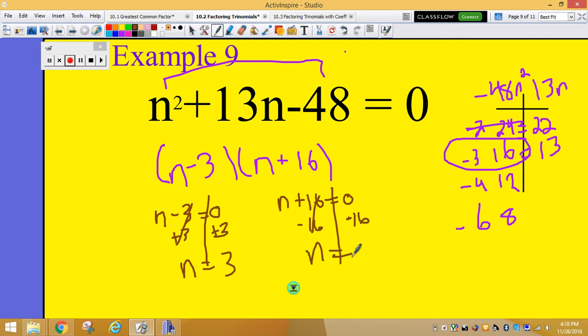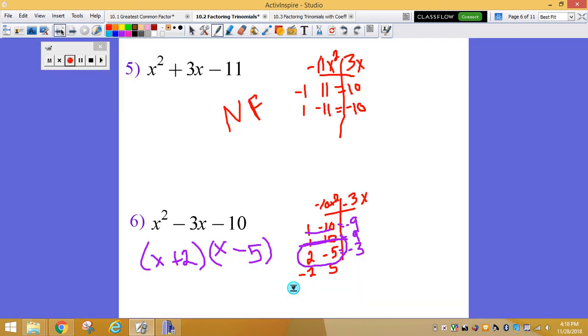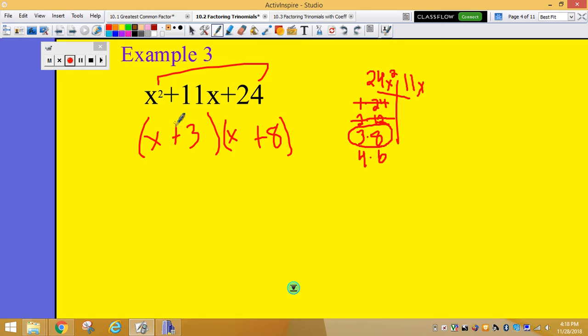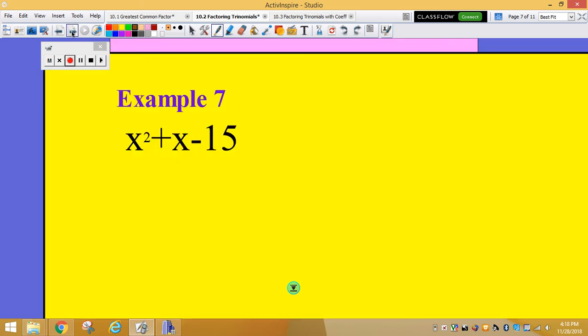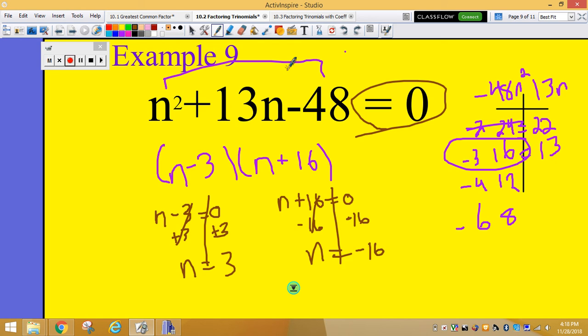So 0 minus 16 is negative 16. So my answers are 3 and negative 16. Now, this is big. You only find answers like this, actual numbers, if it says equals 0. All these other ones that we did before, they didn't say equals 0. So we stopped at the 2 parentheses. So if it doesn't have an equal 0, you just stop with your parentheses. If it says equals 0, then you need to solve it all out.